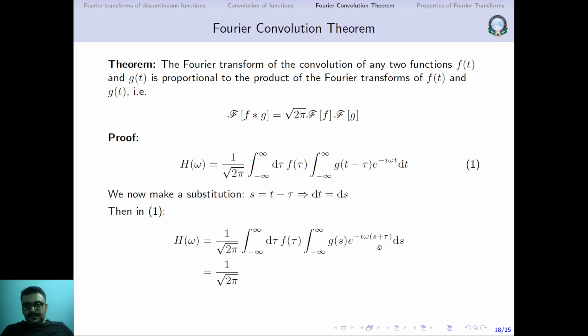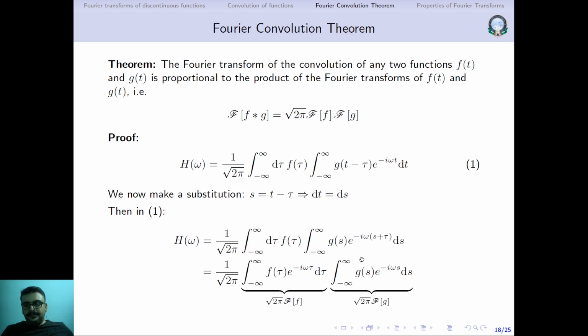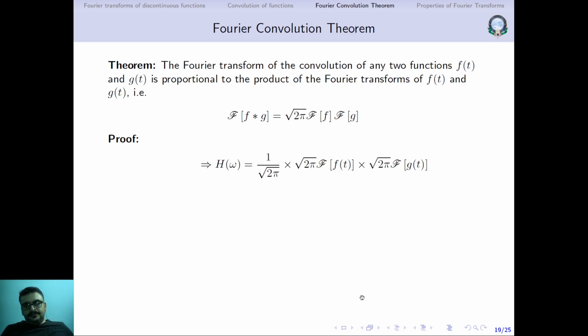Then we can make some manipulation here. This e to the power minus i omega tau, I take it outside and combine it over here. So e to the power minus i omega tau I bring into the first integral, and we immediately recognize this is nothing but the Fourier transform of the function f, of course multiplied by root over 2 pi. Whatever is left is nothing but the Fourier transform of the function g. Of course here s is a dummy variable, so this is the expression for the Fourier transform of g, multiplied by root over 2 pi. So this is what we got so far.